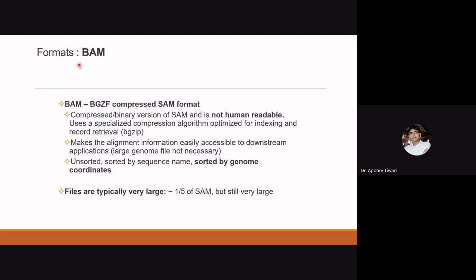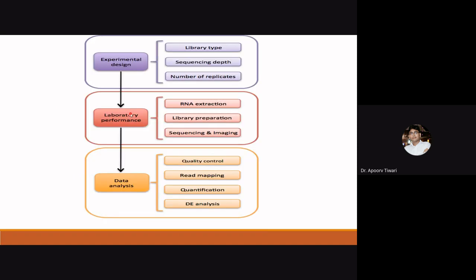BAM is the compressed form of the SAM file. It stores the information of the SAM file, but it is compressed and not a human readable file format. It is only read by computer, and it is created to shrink the size of the SAM file. It is approximately 1/5 of the SAM file, but it may still be large, like 10 GB, 20, 50 GB. So these are the basic file formats which are necessary to know before analysis.